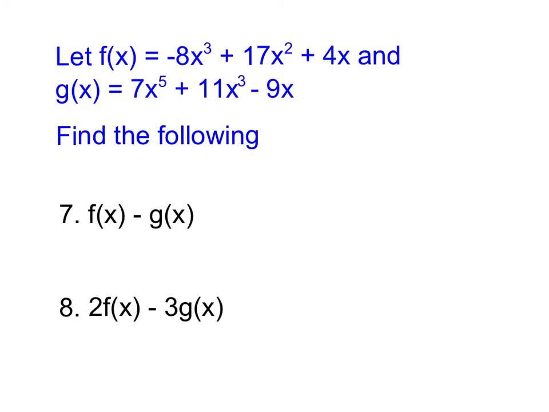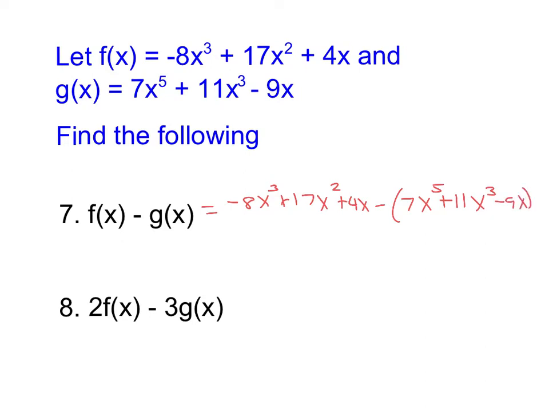Okay, same idea, but now it's subtraction. So we have our f, we have our g. What would f minus g be? And then what would 2f minus 3g equal? So pause and try it on your own. So f is negative 8x cubed plus 17x squared plus 4x, and I'm going to subtract off 7x to the 5th plus 11x cubed minus 9x.